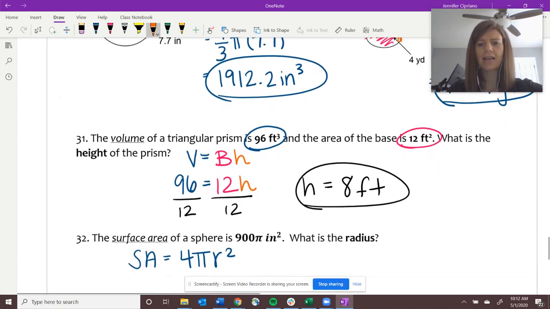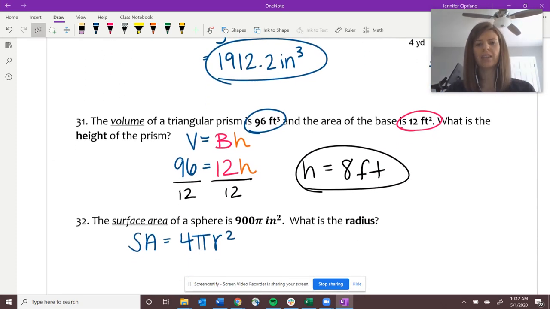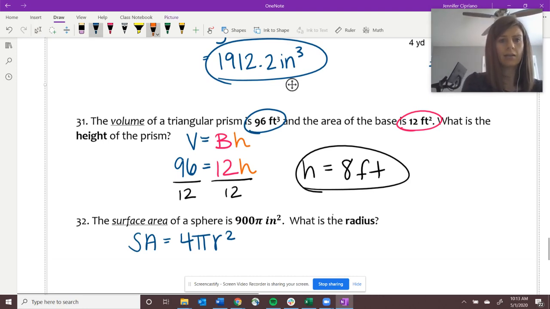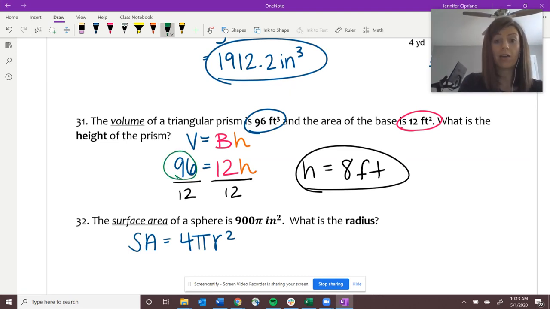All right, so the last set here, these are ones where you have to apply the formulas and work backwards. So in 31, you were given the volume of a triangular prism, 96 feet cubed, and you were also given the area of the base and asked for the height. This was a pretty straightforward one. I plugged in the volume as 96 right here, I plugged in the area of the base as 12, and then you just had to divide by 12 to find the height of this prism.